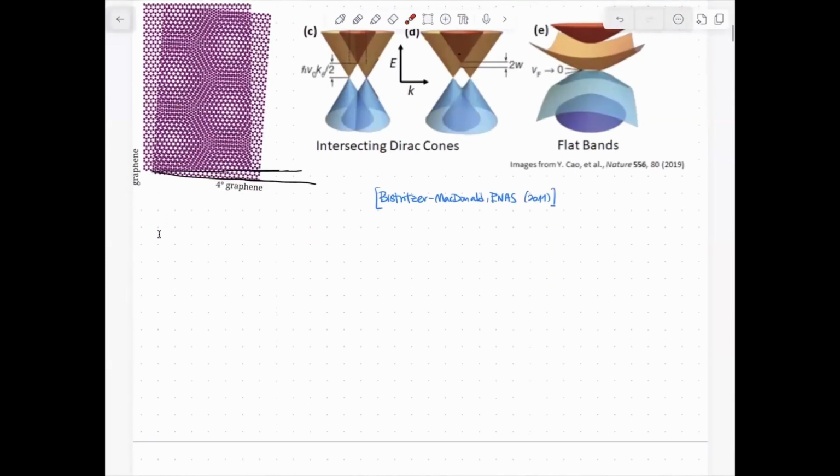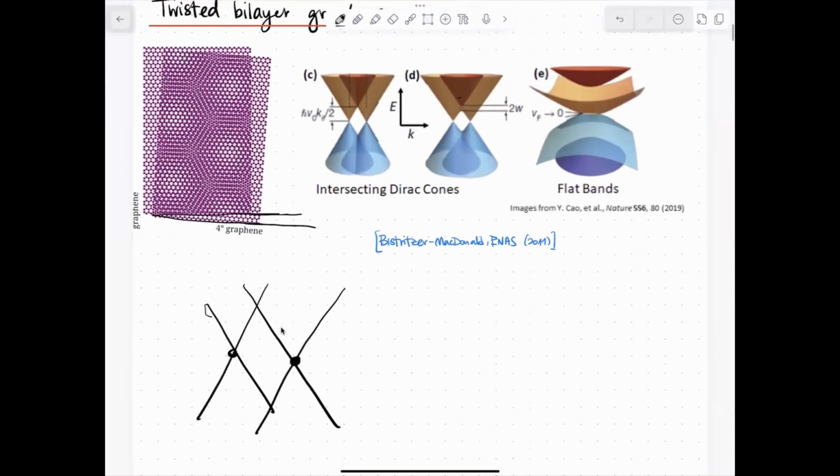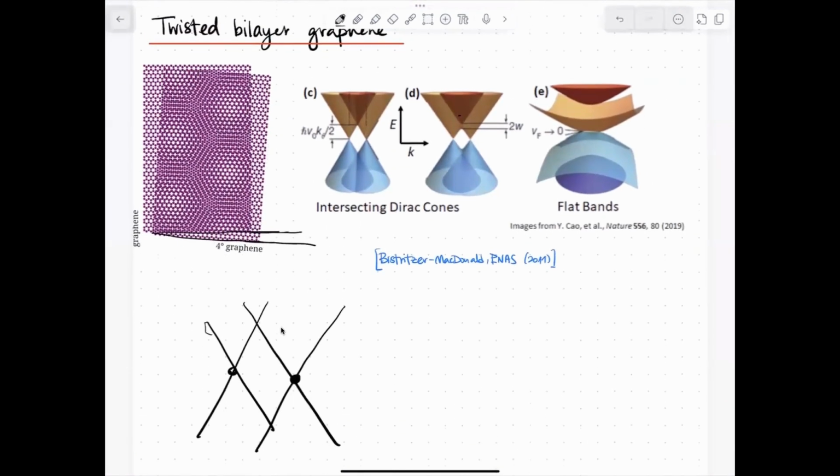So if we just draw Dirac cones, here I'm essentially reproducing the figure up here. These are the two Dirac cones coming from your top and your bottom layer. They're separated by some amount because you twist in real space, and so you also have to twist the corresponding Brillouin zones. They're going to be separated by some distance in k space, which I'm just going to call K theta, okay?